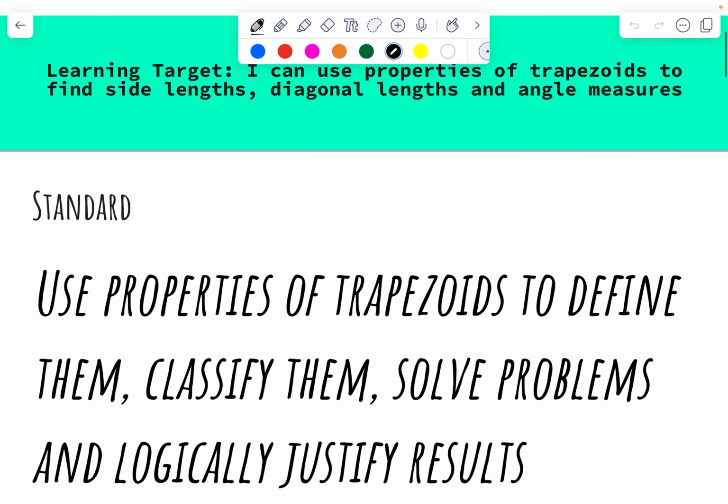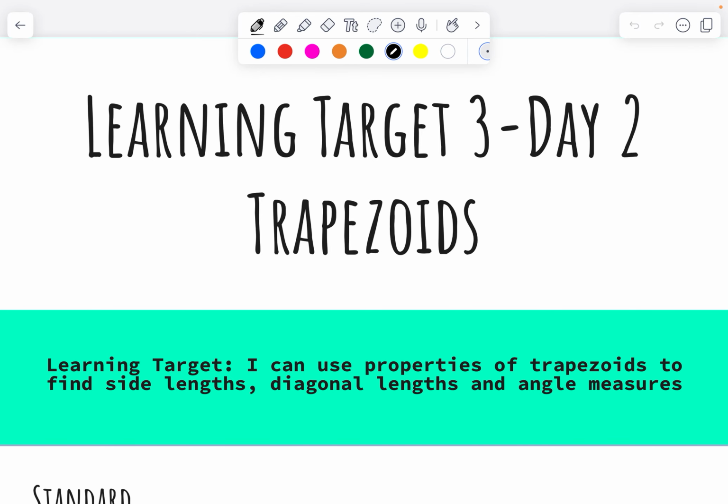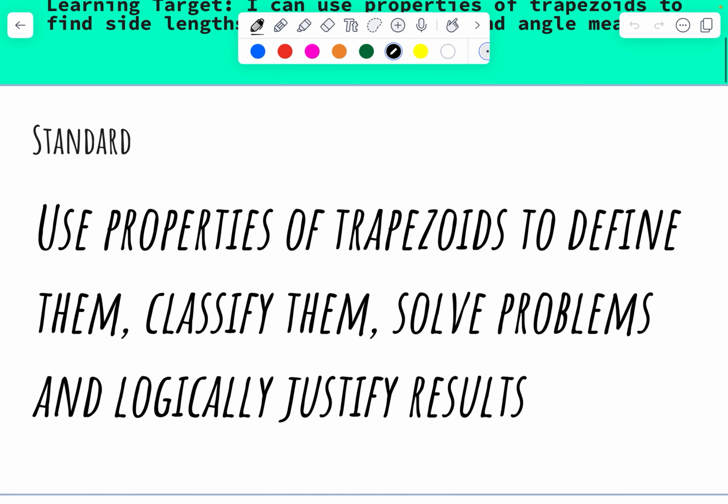Hi friends, today we're going to talk about trapezoids. Our learning target: I can use properties of trapezoids to find side lengths, diagonal lengths, and angle measures. You should already have all of your properties down on your sheet.